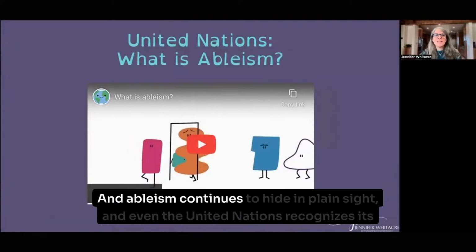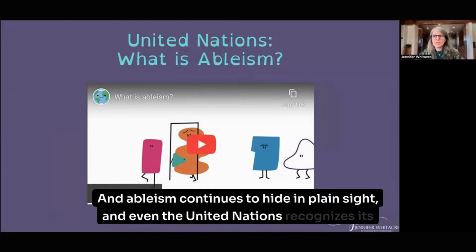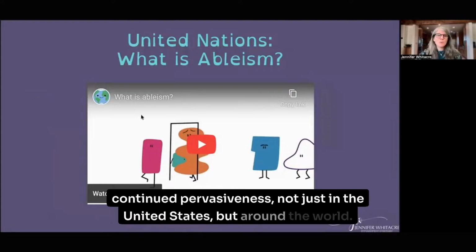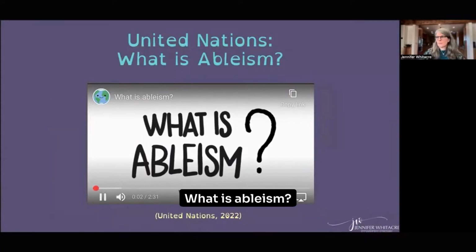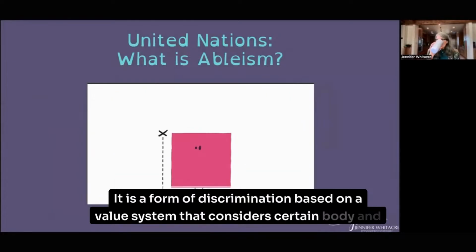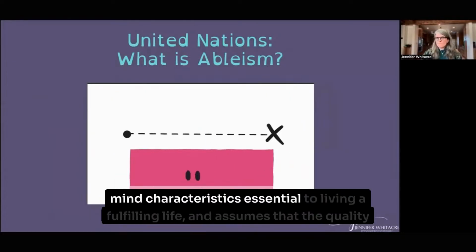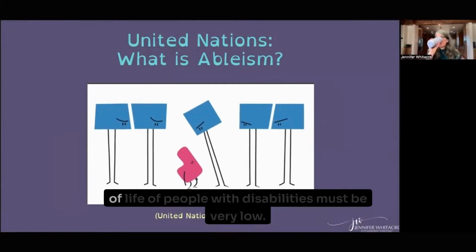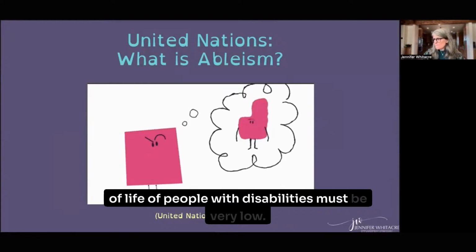And ableism continues to hide in plain sight, and even the United Nations recognizes its continued pervasiveness, not just in the United States, but around the world. What is ableism? It is a form of discrimination based on a value system that considers certain body and mind characteristics essential to living a fulfilling life, and assumes that the quality of life of people with disabilities must be very low.